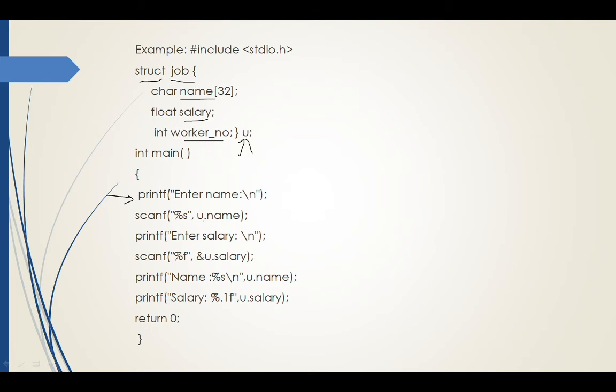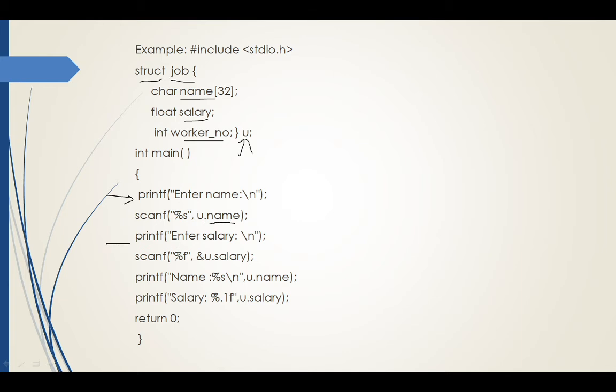Then the user is going to enter a name and that will be stored in u dot name. Why u? Because name is a member of the structure. To assign a value for this member, you are going to use what? The dot operator along with the structure variable. Use the structure variable and dot operator, then the name of the member.